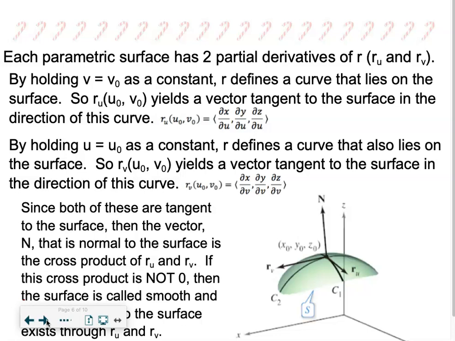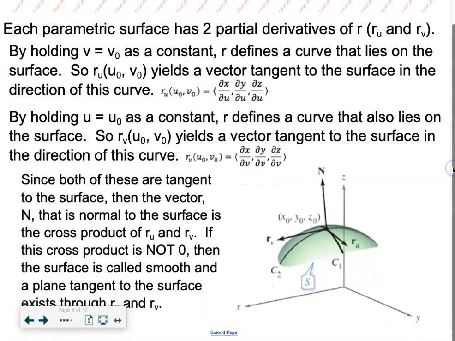I don't know if you guys remember this from way back in chapter 13 when we were first talking about tangent vectors. If you hold v constant and you do r sub u, you get a tangent vector in the direction of u. And if you hold u constant and do r sub v, you get a tangent vector in the direction of v. I'm just putting it in the wrong way, but you get it.